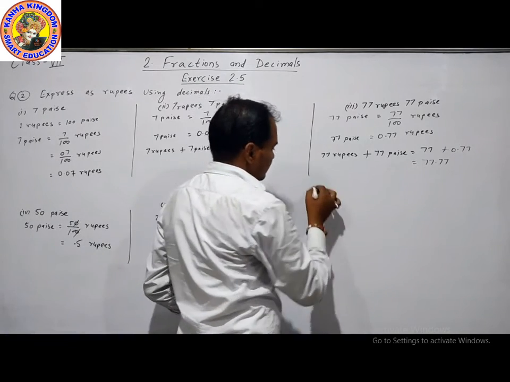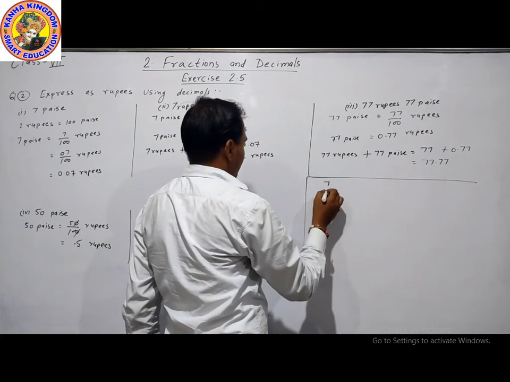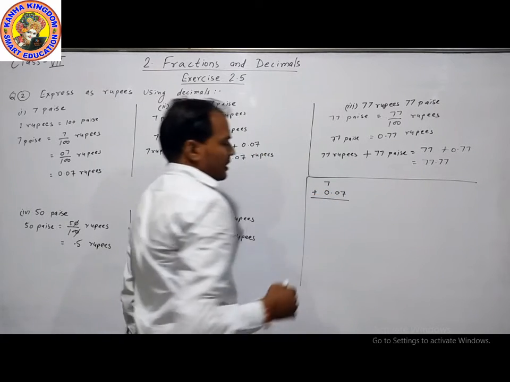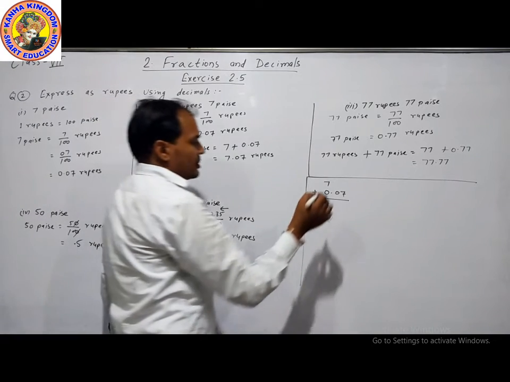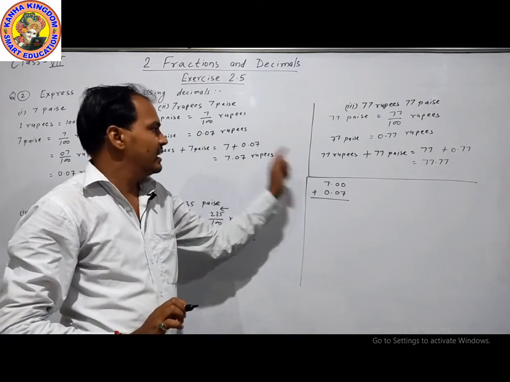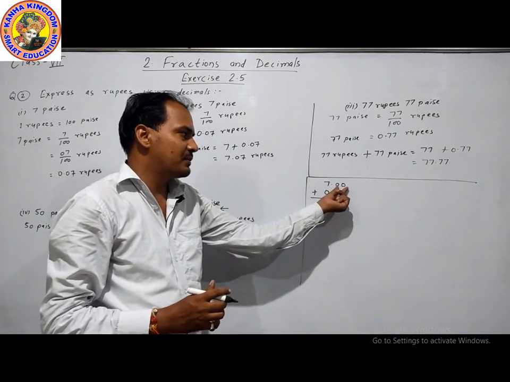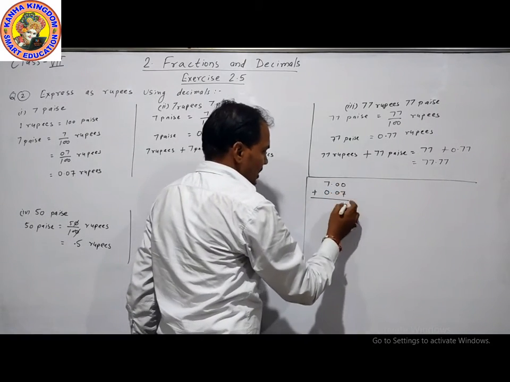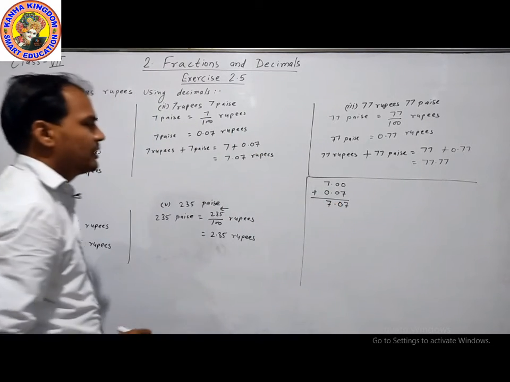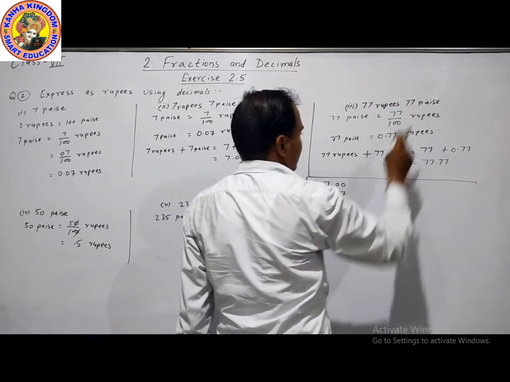The addition can also come in this form: 7 added with 0.07. This is our question. So 7 can be written as 7.00. 7 is an integer, decimal points are absent, so this will be 00. Now 7.07. The answer is 7.07.